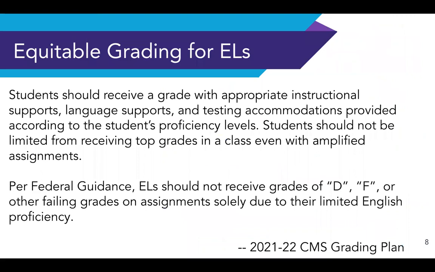According to the CMS grading plan, students should receive a grade with appropriate instructional supports, language supports, and testing accommodations provided according to the student's proficiency levels. Students should not be limited from receiving top grades in a class even with amplified assignments. Per federal guidance, ELLs should not receive grades of D, F, or other failing grades on assignments solely due to their limited English proficiency.